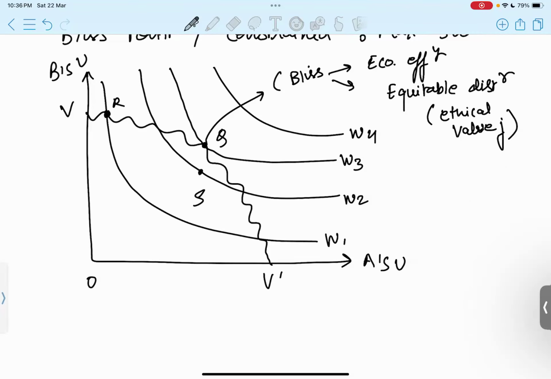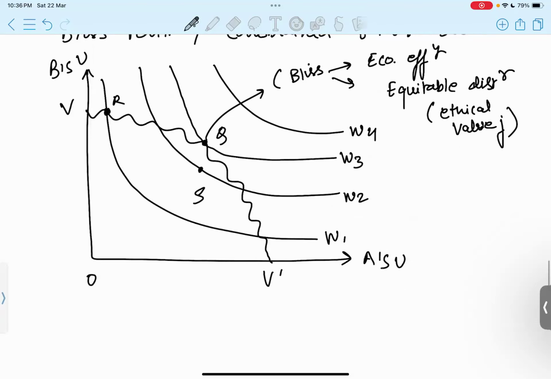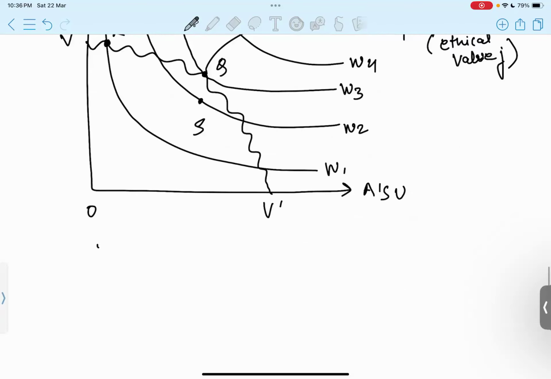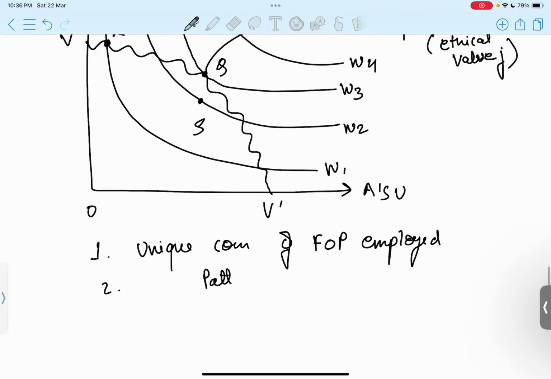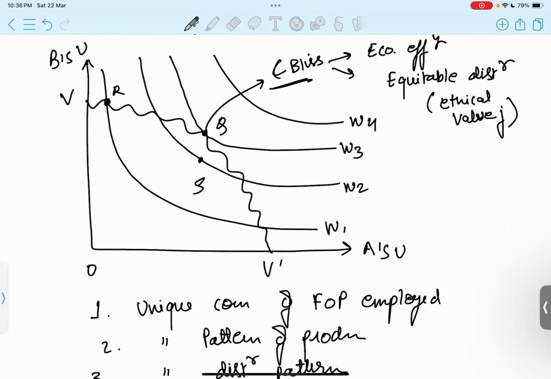So why is this Q point called the point of constrained bliss? The reasons behind that: firstly, it is representing a unique combination of the factors of production which are employed, then a unique pattern of production is represented, and thirdly, a unique distribution pattern of the resources in the society. That is why it is called a constrained bliss point.